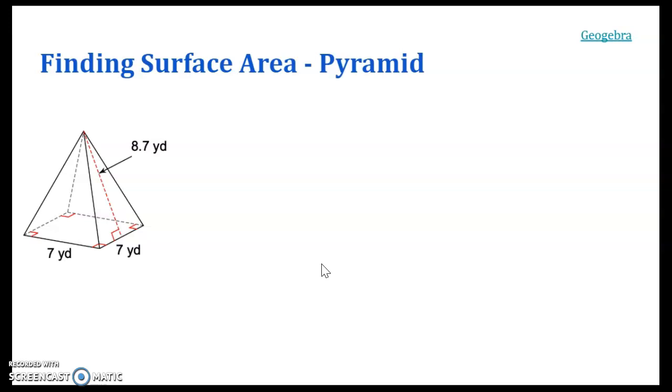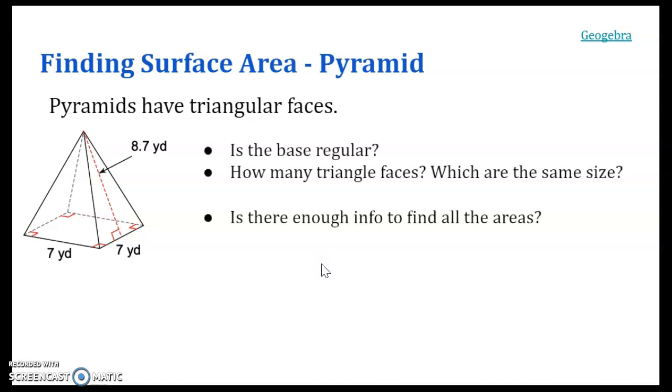So if you have this problem, finding the surface area, this is a rectangular pyramid. And what do we know about pyramids? They have triangular faces. Okay, some of the questions you should be asking when you're solving this kind of problem is: is the base regular? How many triangle faces? Which are the same size? Is there enough information to find all areas?